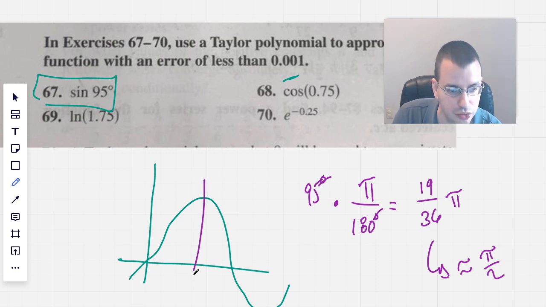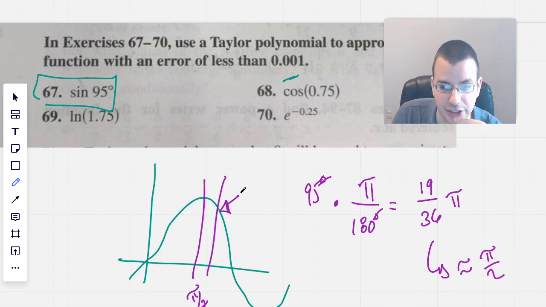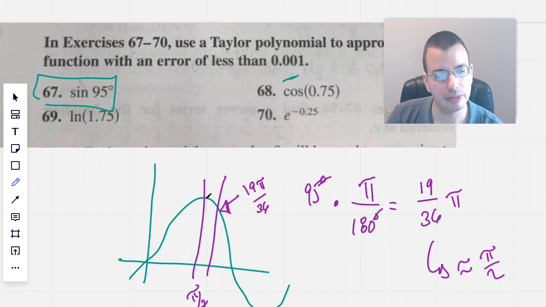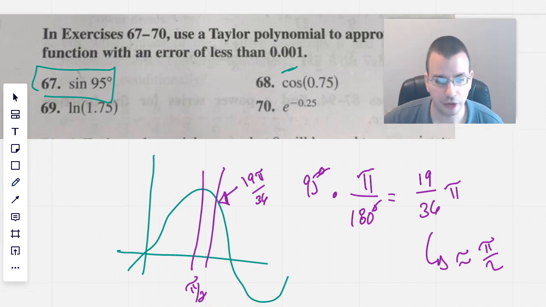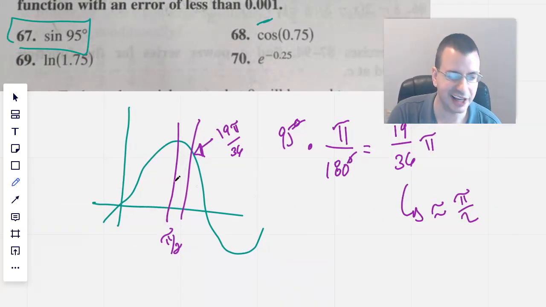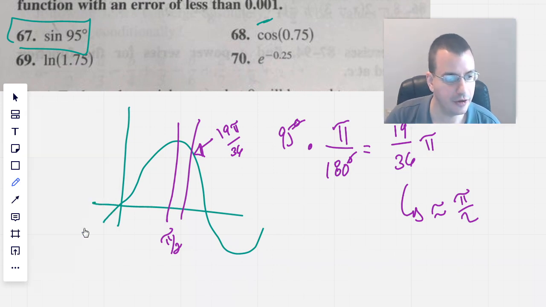I'm going to draw this real quick right here. This will be pi over 2, and then right here is going to be 19 pi over 36, which is what we want to estimate. So, that's how we're going to do it. First, we're going to write up the formula for the Taylor series.